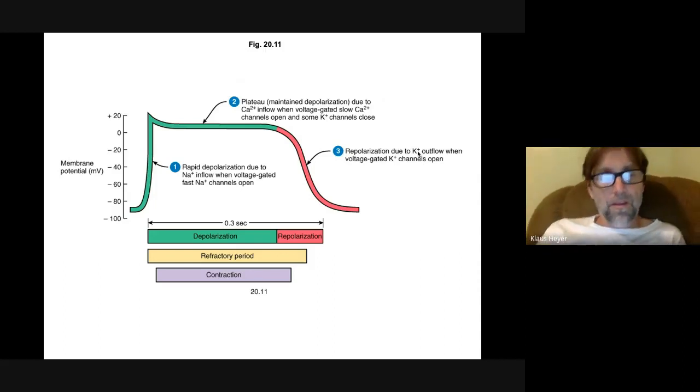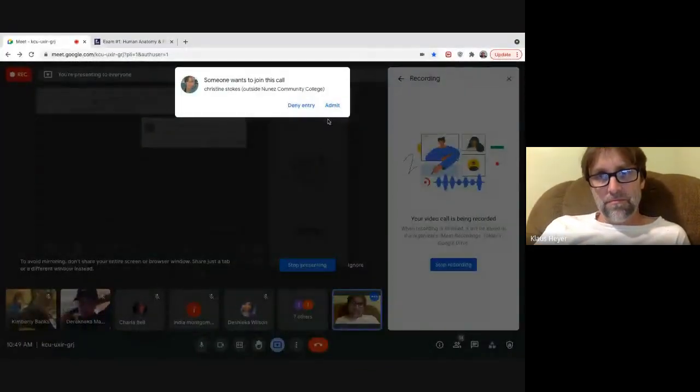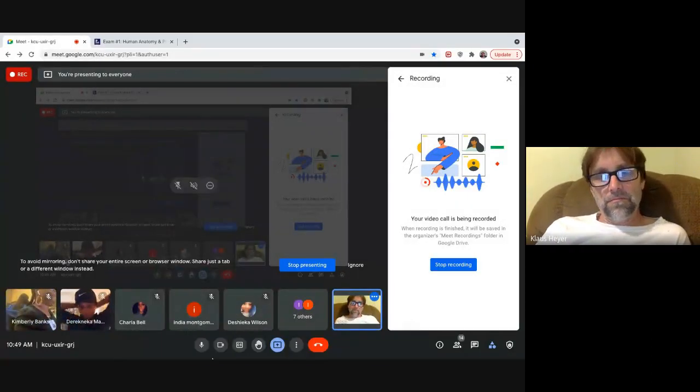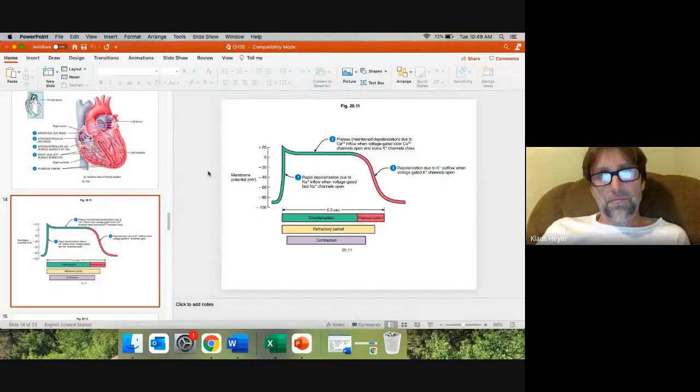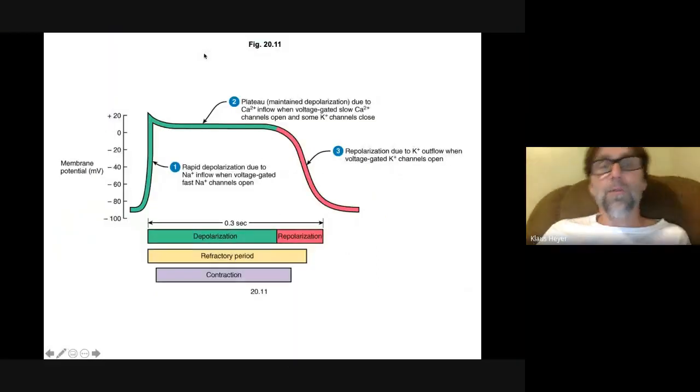So sodium is extracellular. Potassium is intracellular. So we're not talking about the membrane potential here. We're not talking about the voltage. We're just going to take these three steps.